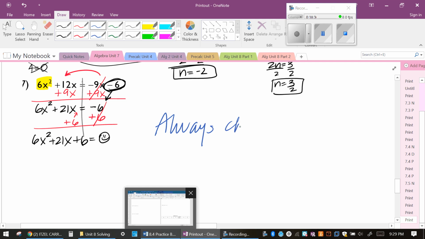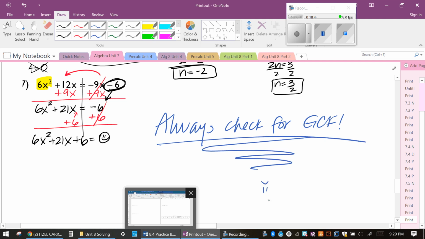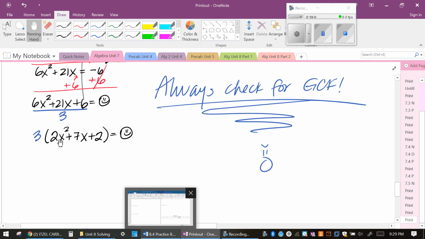Always check for GCF. Siempre. I notice that all of these are divisible by 3. So I'm going to go ahead and divide them by 3. That leaves me with 2x squared plus 7x plus 2. Then I'm going to see if I can keep going. This is a quadratic trinomial. I'm going to try to find two numbers that multiply to 4 and add to 7.